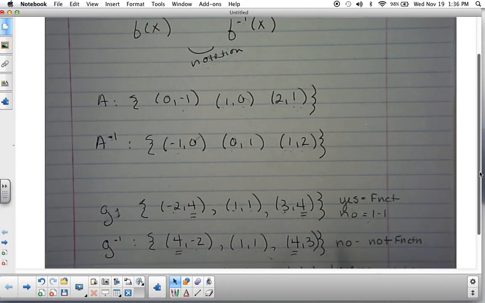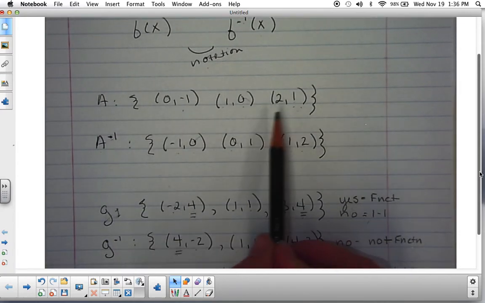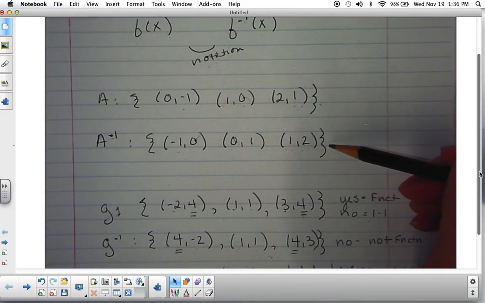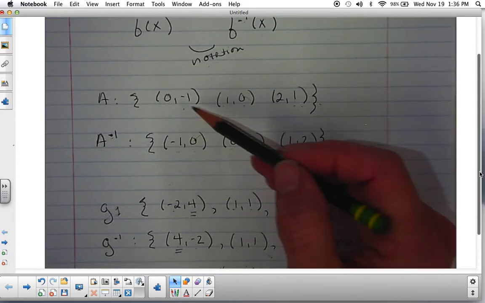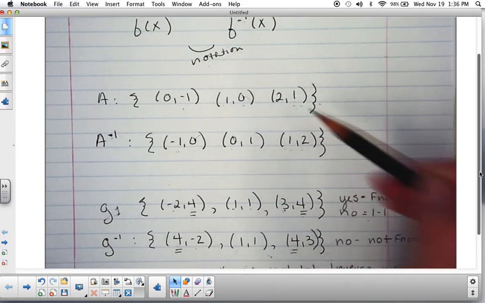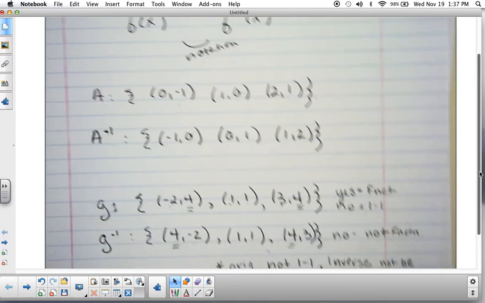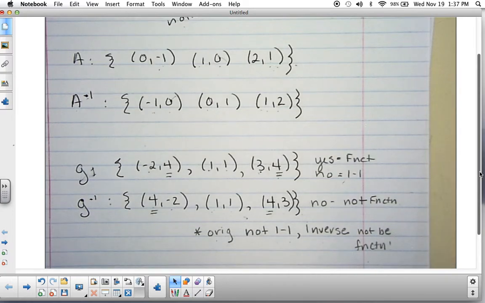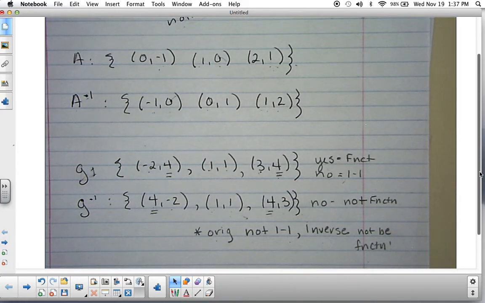So the basic idea is if the original function is 1-to-1, meaning all the y's are different, when you write the inverse it will also be a function. But if the original thing is not 1-to-1, then this new inverse function will not be a function. So I just wrote that here. If my original function is not 1-to-1, the inverse will not be a function because the y's become the x's when I reverse their places. All right, so that's idea number 1 with coordinates.